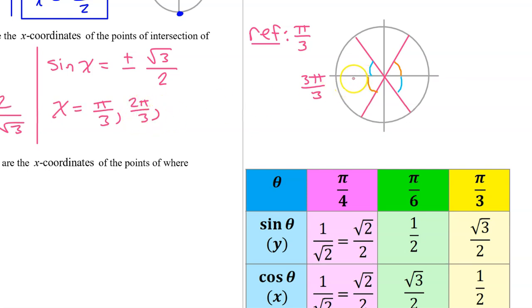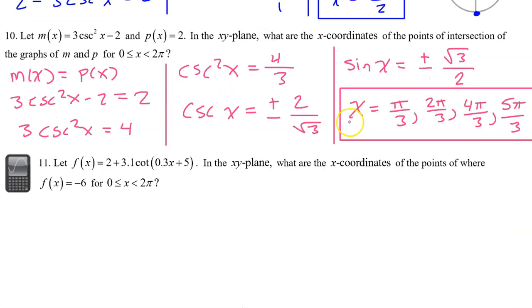In the third quadrant, we are pi over 3 more than 3 pi over 3. That's 4 pi over 3. That's another solution. Then, if we double this, we can think of 2 pi as 6 pi over 3. So this angle is pi over 3 less than 6 pi over 3, which is 5 pi over 3. So these are the x-coordinates of all of the intersection points of function m and function p on the interval from 0 to 2 pi.